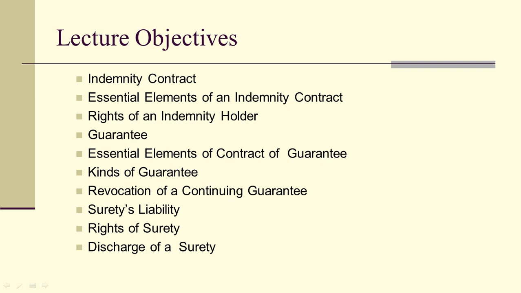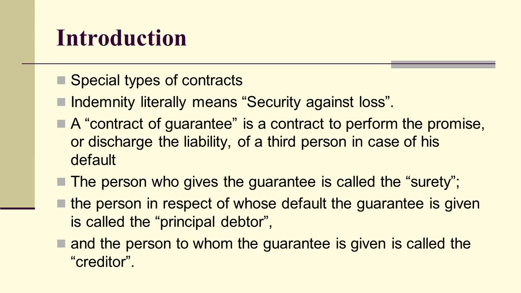These are all the objectives of today's lecture: the indemnity contract, the essential elements of indemnity contract, same like the contract, and the rights of the indemnity holder. What is guarantee? Essential elements of a contract of guarantee, kinds of guarantee, revocation of a continuing guarantee, surety's liability, rights of surety, and discharge of surety. So let me start with the introduction of the subject.